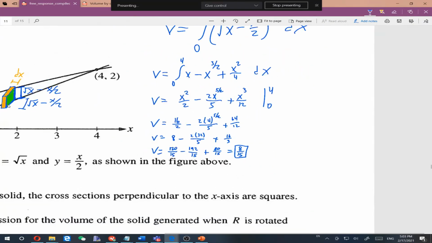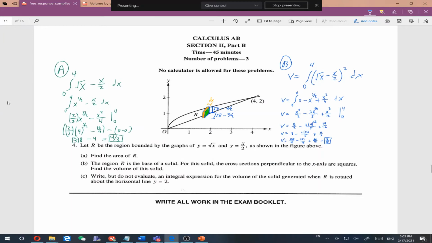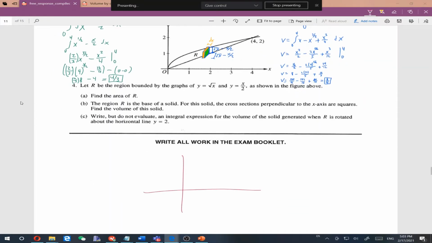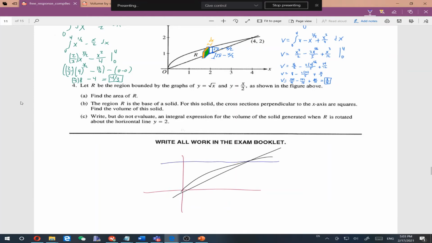Alright. Any questions on A or B? Alright, last one, over for Andrew. We want to write but not evaluate an integral expression for the volume of the solid generated when R is rotated about the horizontal line y equals 2. I'm going to redraw a new graph down here. I want to spin around this horizontal line y equals 2.